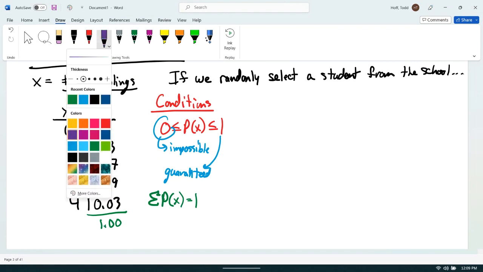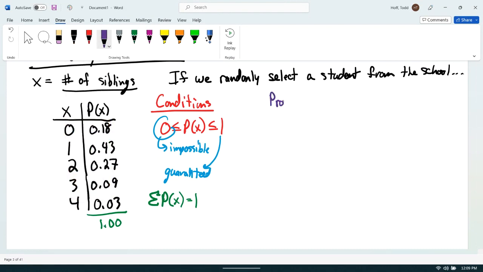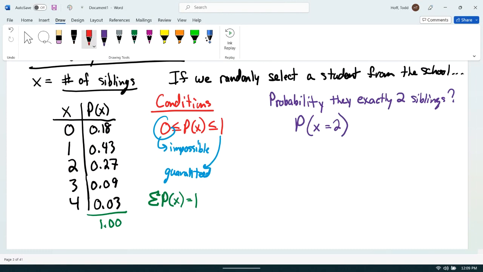Now let's ask the question. If we randomly select a student, what is the probability that they have exactly 2 siblings? So this is the probability that X equals 2, that the random variable X is 2. Well, here, we just come over here, we read it right off the table. That's 0.27.